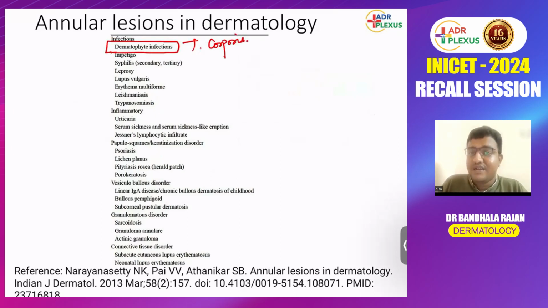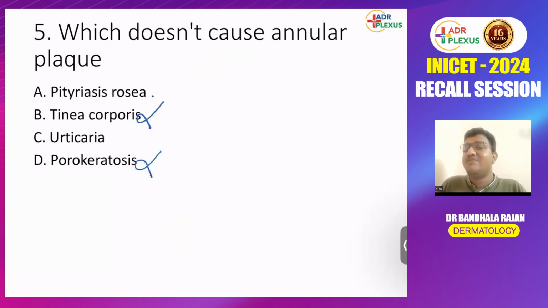Apart from that, you can see porokeratosis, which is also a common cause. But if you see the conditions given here, pityriasis rosea also can have a herald patch, which is an annular lesion. Even urticaria can cause an annular lesion. So this is a tricky question because all four of them can lead to annular lesions. So here it is something like best out of all or worst out of all. You have to select. So these two can't be the right answer here. We are left with only pityriasis rosea or urticaria.